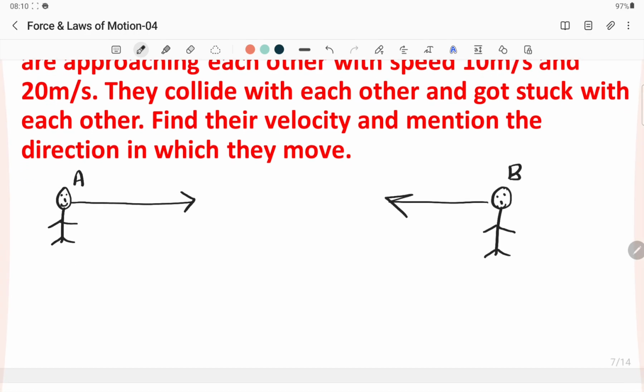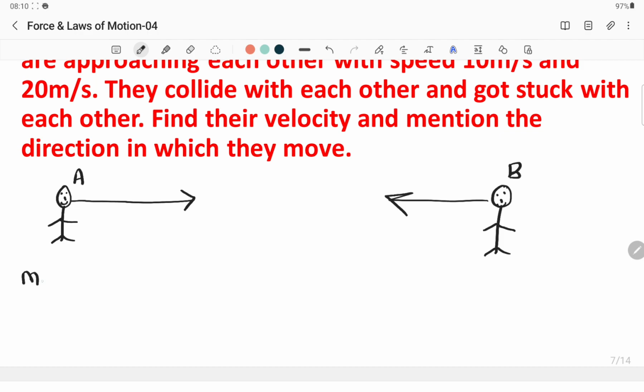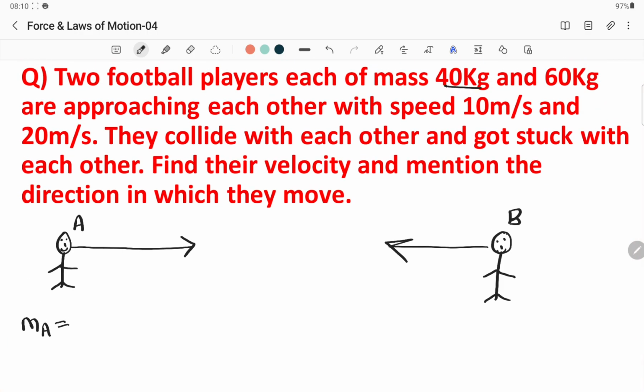So what are their masses? I can call it MA. MA means the mass of football player A. So how much is that? That is 40 kg. Correct? 40 kg. And how about MB? MB means the mass of football player B. So that is 60 kg.